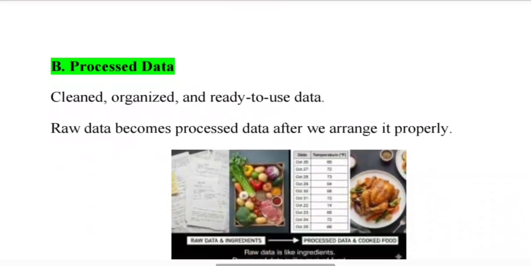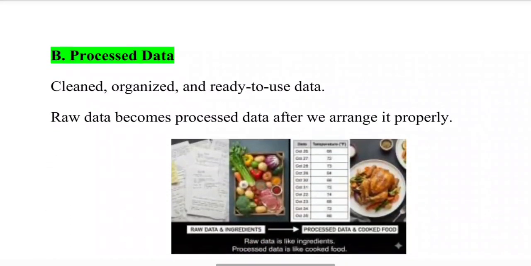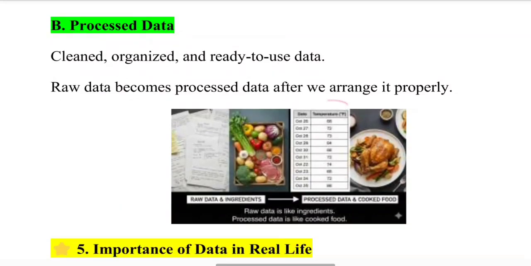So now moving on to processed data. This is clean and organized data. We arrange raw data properly so it becomes useful. For example, a table showing dates and their temperatures. If you look here, the image is not clearly visible, but date and temperature is nothing but processed data. So raw data is like ingredients, but processed data is like cooked food. That is what you need to remember.